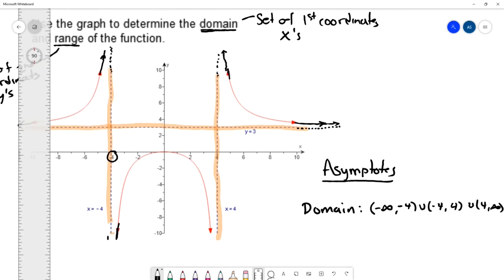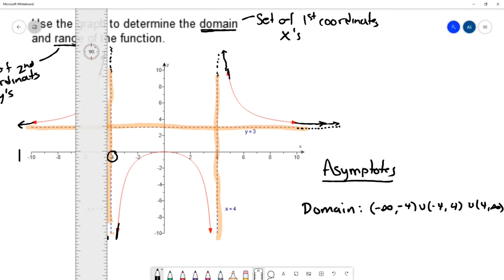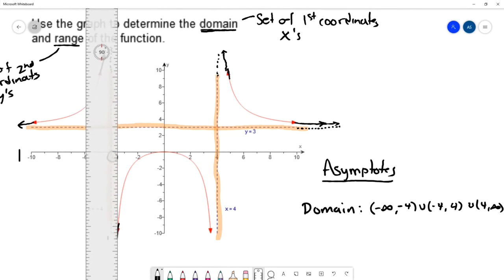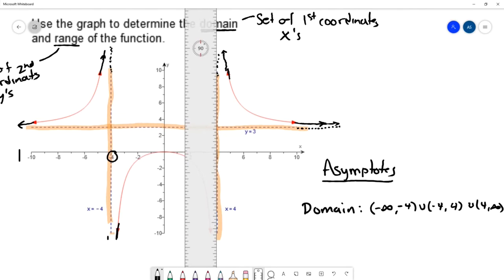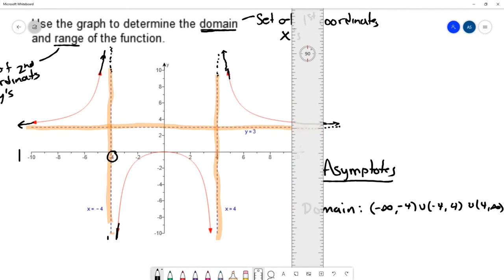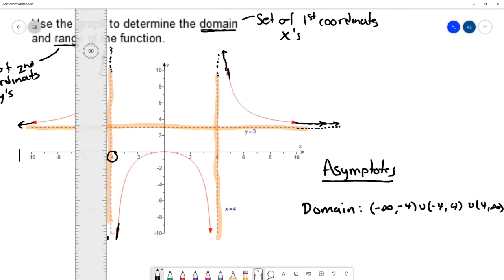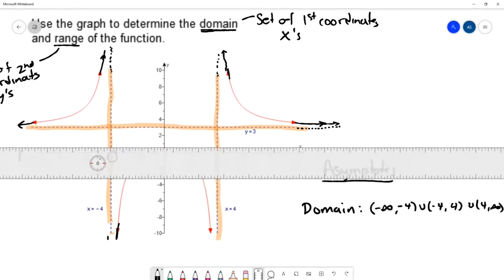So just to repeat, I'm touching the graph all along this section. This section goes from negative infinity to -4. I'm touching the graph through all of this section, which goes from -4 to 4. And I'm touching the graph all of this section from 4 to infinity. So that gives us a domain of negative infinity to -4, union with -4 to 4, union with 4 to infinity.